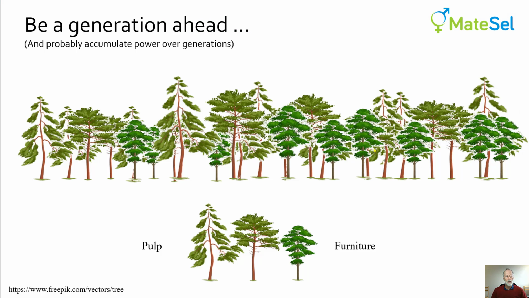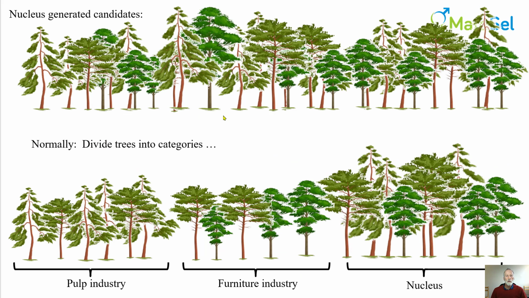And to illustrate that, I'll use an example from trees. The different types of trees here are furniture orientated with straight trunks, fast-growing pulp types, and an intermediate type. So we look in the top row here, we've got nucleus-generated candidates. They've come out of the nucleus breeding program, and we want to divide them into 3 categories, that being those that are going to be selected back into the nucleus, typically because they're better genetically, although that might also be because of their attributes to do with genetic diversity. Then we've got those that are going to be used in the furniture industry and those in the pulp industry. So essentially these trees are going to be grown to produce seed for going into those different industries.